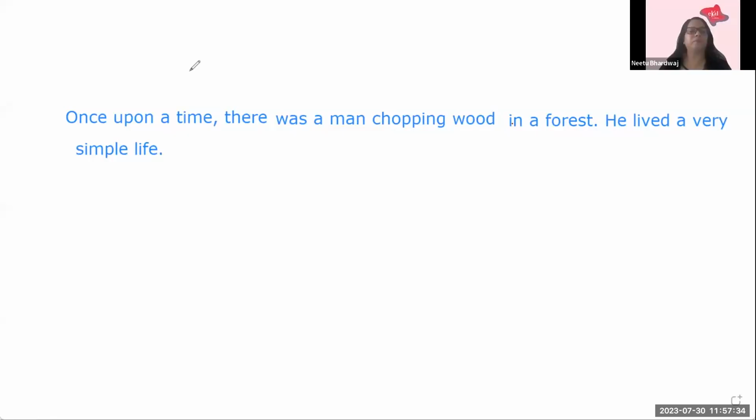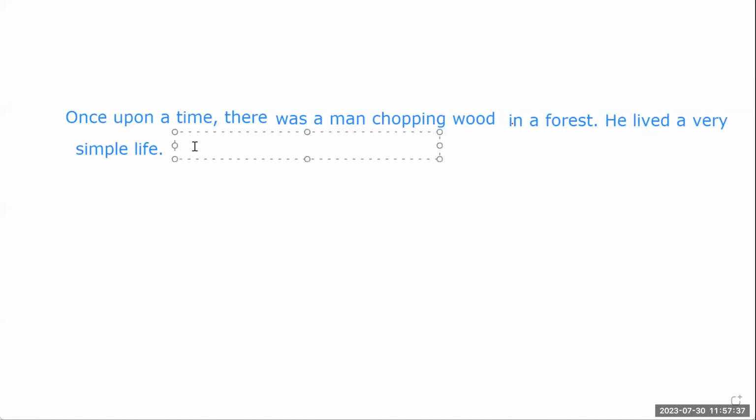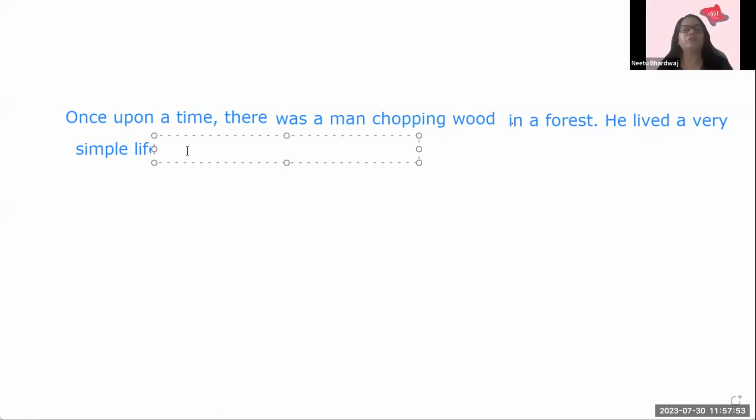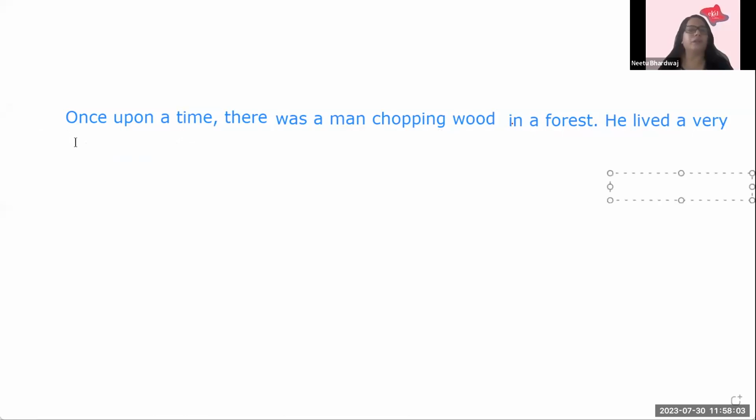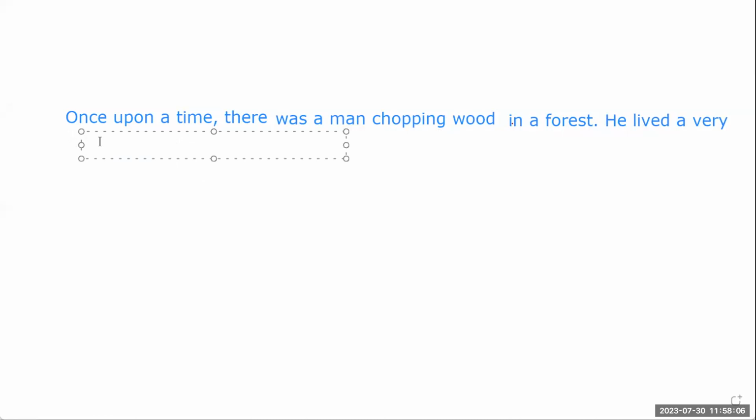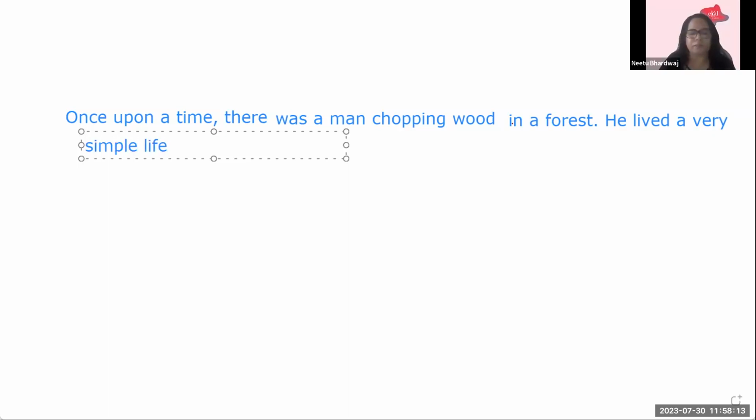So after a full stop. He led a very simple life, like that of a monk, like that of a hermit. Ma'am, in that previous sentence only, he lived a very simple life, like that of a monk, a hermit. So we don't have a full stop, right? Not right now, ma'am. Okay, so let's see. Lived a very simple life, like that of a hermit. So can we change a little?